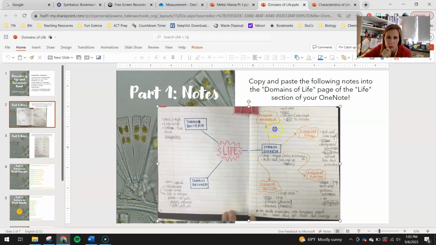Okay, so those are our 3 domains of life, and then I just showed you 4 kingdoms in domain Eukarya. There's a lot of other kingdoms that exist in domain Bacteria and domain Archaea, but we're not going to get into those because it gets a lot more hairy and complicated.